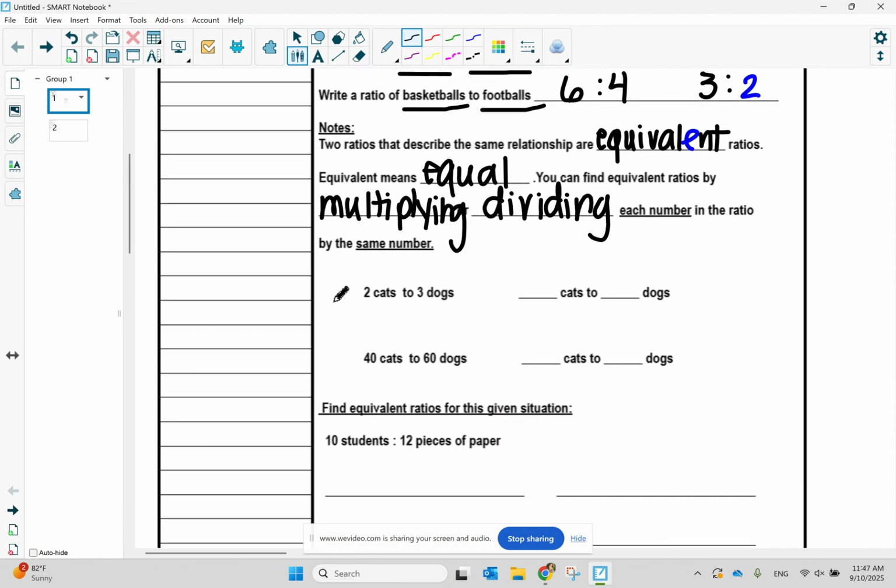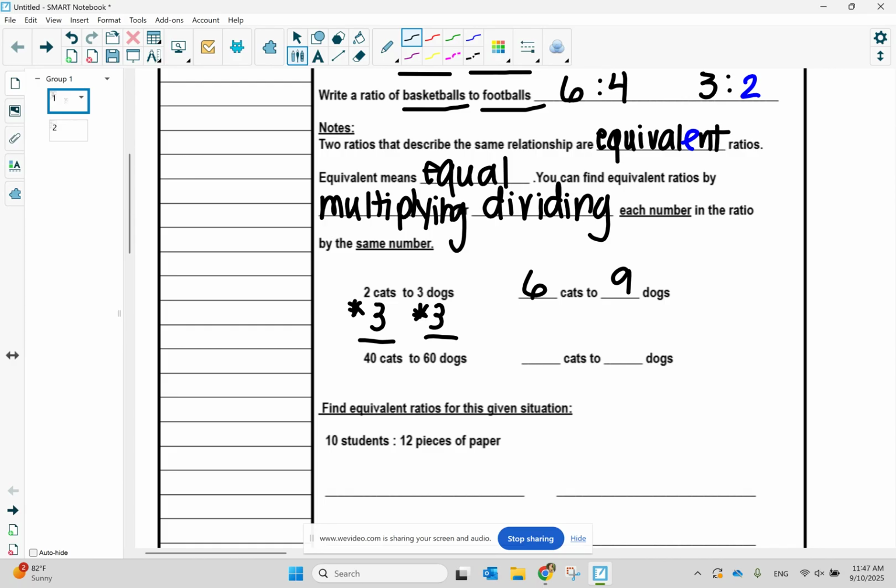Okay, so for example, 2 cats to 3 dogs. I could multiply both those numbers by 3 to get an equivalent ratio. So 2 times 3 would be 6 cats, and 3 times 3 would be 9 dogs. As long as I am multiplying them both by the same exact number, we're good.